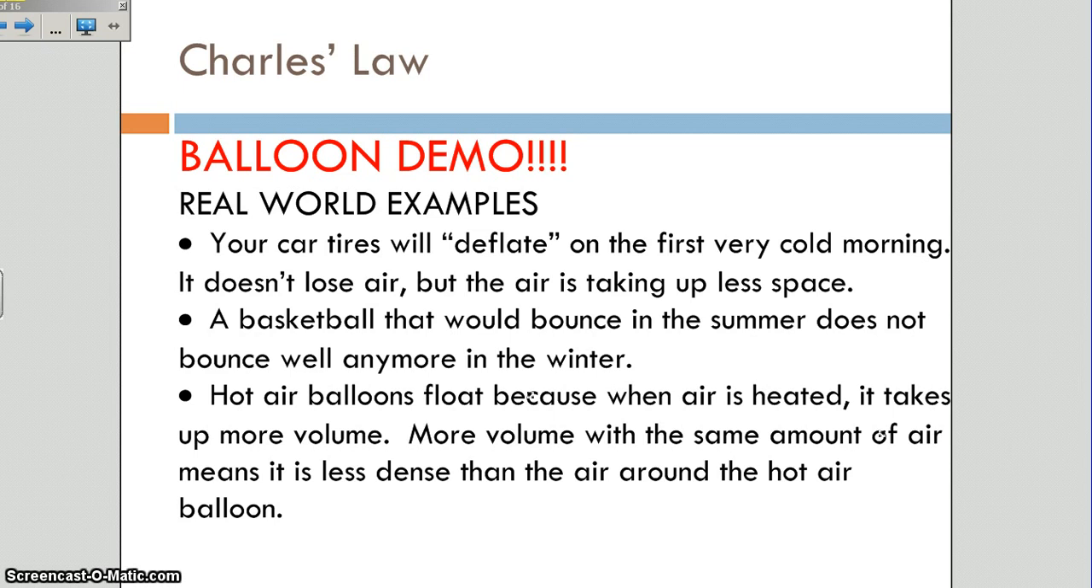We could say the exact opposite on a hot summer day, that our tires would look more full than they would on the colder day, because all of a sudden our air molecules have more energy, they're moving around a lot faster, they're taking up more space. The same goes for a basketball or a hot air balloon. A hot air balloon floats because when we heat that air up, it expands and all of a sudden our balloon begins to inflate. If we wanted it to go down, we do the exact opposite. We stop heating up the air. Imagine that concept, huh? We'll talk about a lot of these tomorrow, and we're going to do a really cool balloon demo for you on this one.